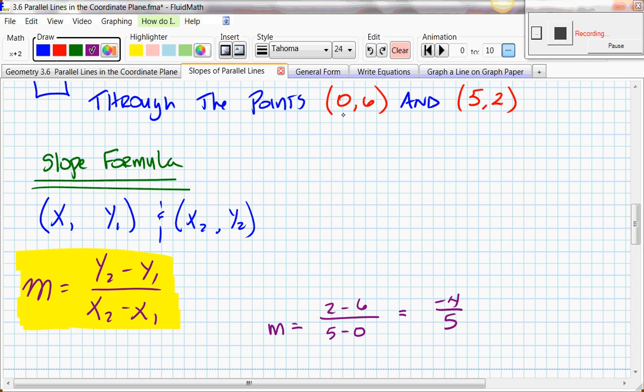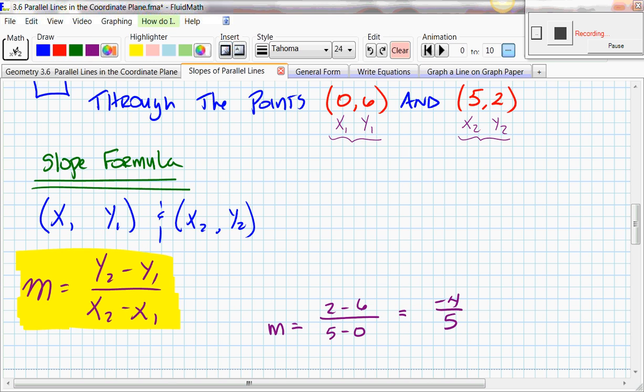So in our case, we had this 0 represents x1 and this 6 represents y1. 5 represents x2 and 2 represents y2. So this is like my first set of numbers in the coordinate plane, and this is my second set of numbers. You can think of it like that. So to plug this into the formula, y2 minus y1 is going to be 2 minus 6. So 2 minus 6 is -4. And then over x2 minus x1 is going to be 5 minus 0. So I get a slope of -4/5.